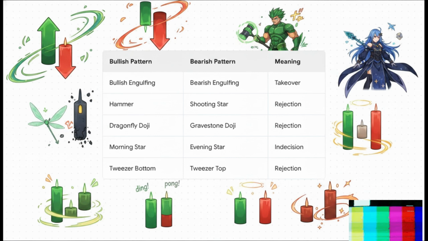Fourth, the morning and evening stars. Now this is a dramatic 3-part story. Complete control by one side, followed by a sudden equilibrium or indecision, and then the opposing side breaking that equilibrium to just totally seize control. Finally, tweezer tops and bottoms. The market hits the exact same level twice and rejects it both times. It's double the price rejection. These specific patterns serve as your high probability entry triggers because they show you the exact moment the tide turns.